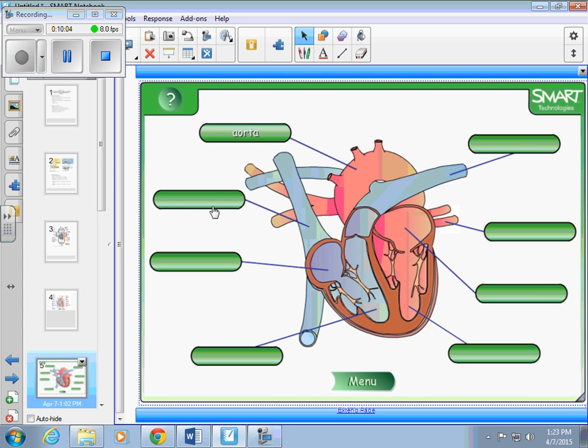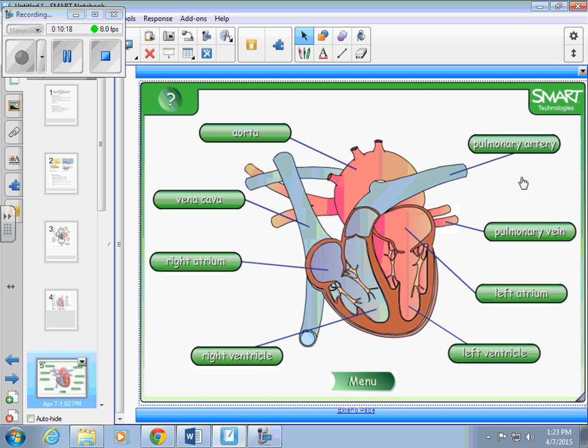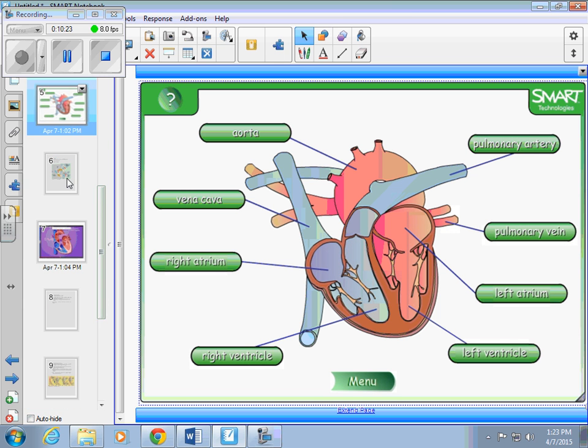Okay, so how'd you do? We have the aorta, we have the vena cava. From the right atrium, blood is going to go into the right ventricle. On the other side of the diagram, the left ventricle, the left atrium, the pulmonary vein, and the pulmonary artery. So just a little quiz for you to see how you did.